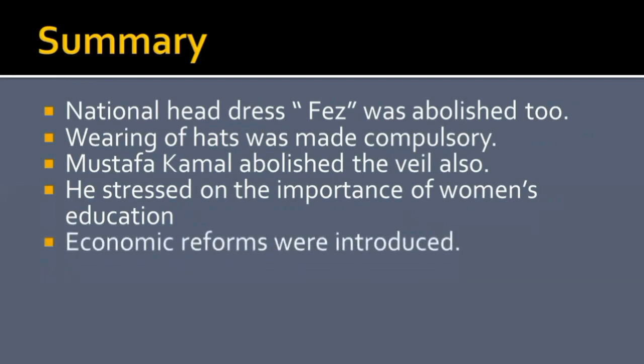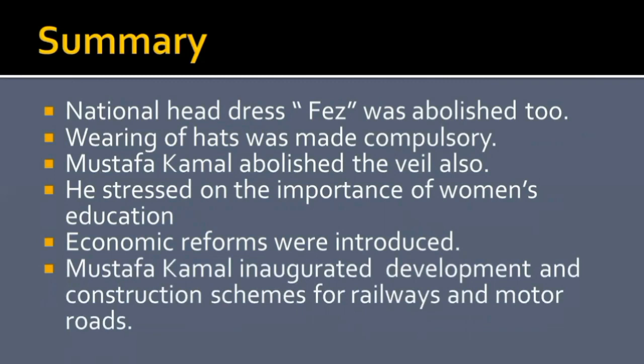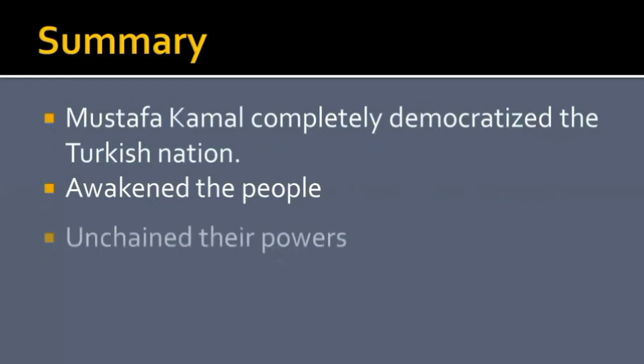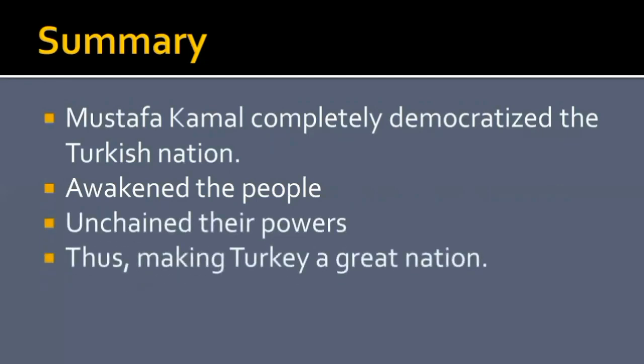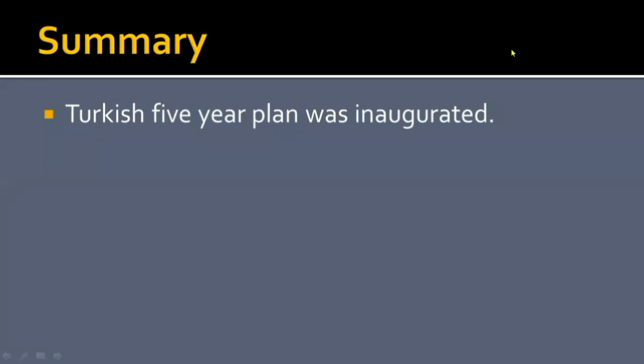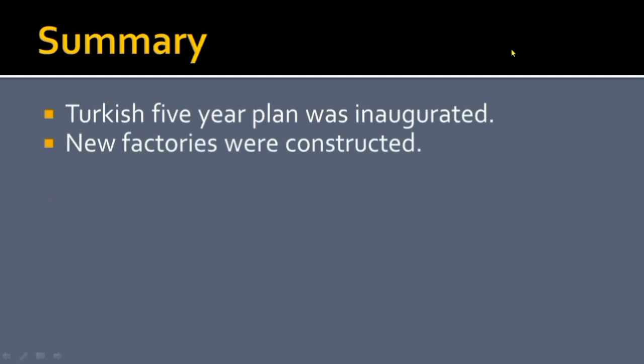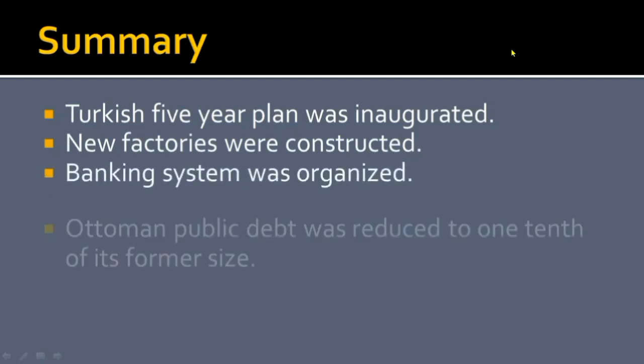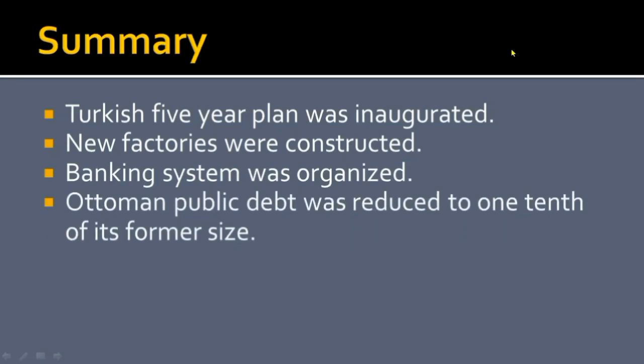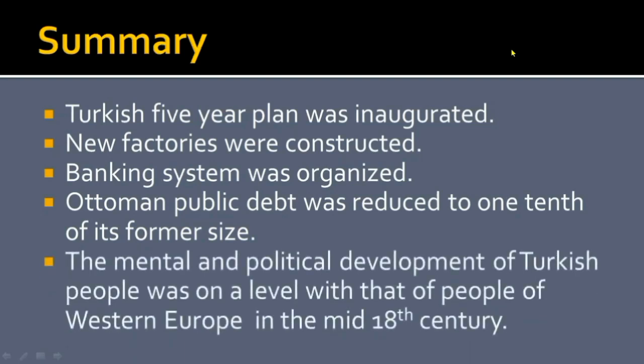Economic reforms were introduced. Mustafa Kamal inaugurated development and construction schemes for railways and motor roads. Mustafa Kamal completely democratized the Turkish nation. He awakened the people, unchained their powers, thus making Turkey a great nation. Turkish 5-year plan was inaugurated. New factories were constructed. Banking system was organized. Ottoman public debt was reduced to 1/10 of its former size. The mental and political development of Turkish people was on a level with that of people of Western Europe in the mid-18th century.